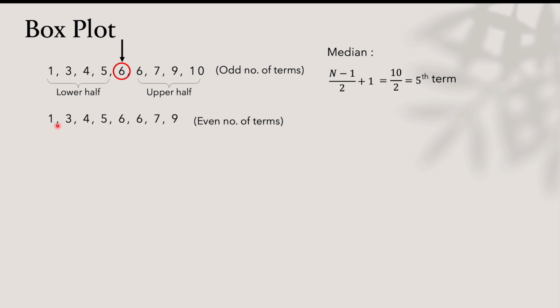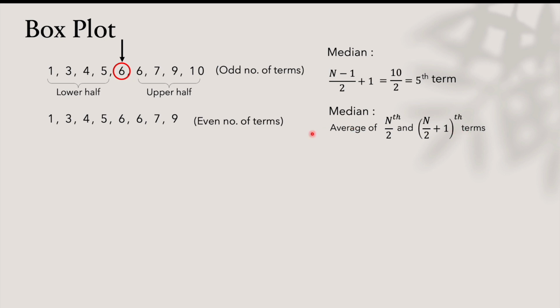But if there is an even number of terms, 1 2 3 4 5 6 7 and 8, like in this one, we cannot find a single median number here. If we consider this one as the median, there are 4 points on the right side but 3 on the left. If you consider this one, there are 3 on the right and 4 on the left. So we have to use a different way of finding the median when we have an even number of terms. It is calculated by taking the average of the n over 2th term and the n over 2 plus 1th term.